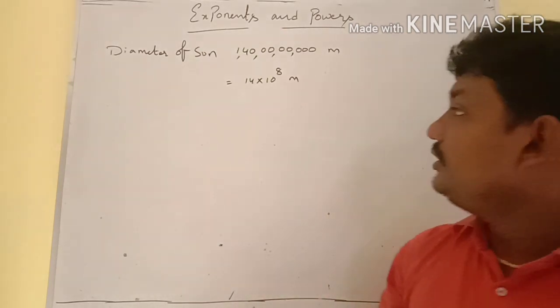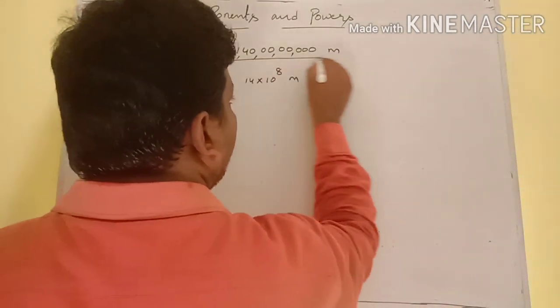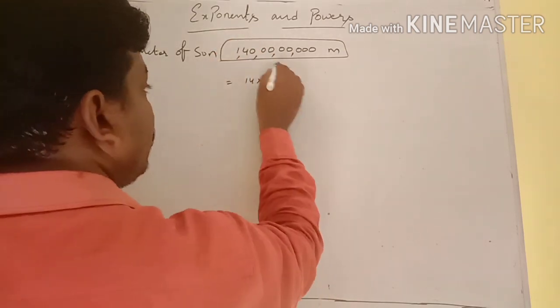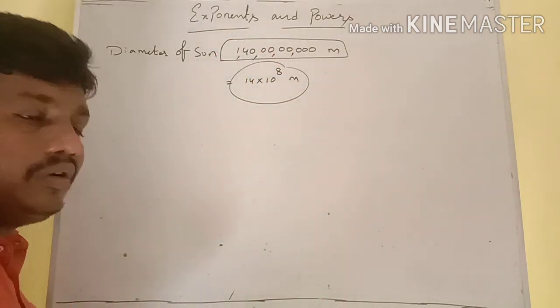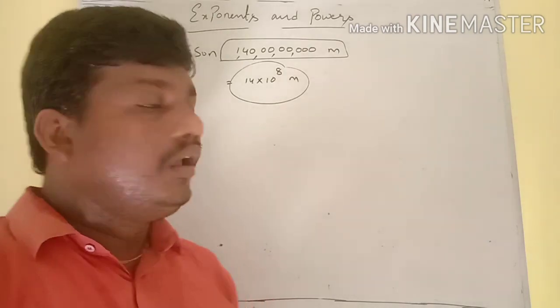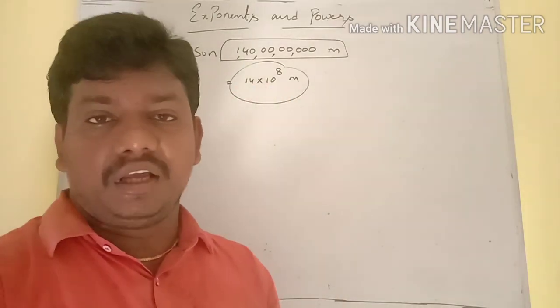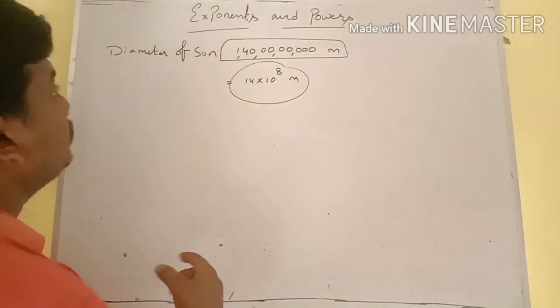So like that, such a large amount of information will be converted into a very small amount of information by using the exponential form. So this is very useful.